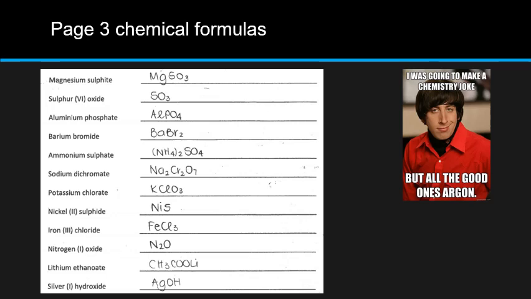Potassium chlorate is stable. Nickel 2 sulfide. The nickel has got a charge of 2+, sulfide's got a 2-. So it's just going to be NiS. Iron chloride, iron 3 chloride, which means that I'm going to need 3 chlorines to balance out that particular iron atom. Then we have nitrogen oxide, which is going to be N2O.